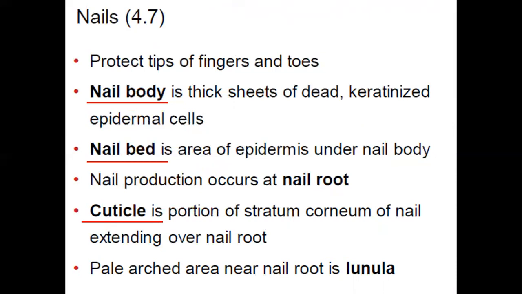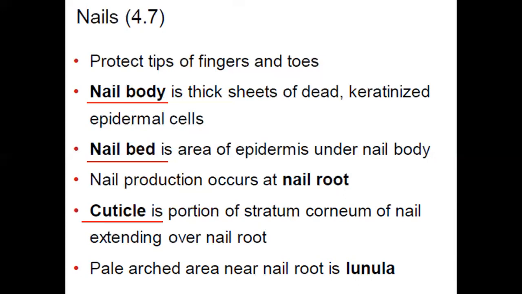The nail protects the tip of your fingers and your toes. So it's a protective structure. It has a nail body, bed, and cuticle that we're going to talk about. Basically, the nail body is thick sheets of dead keratinized epidermal cells. So part of the epidermis basically forms the nail body.